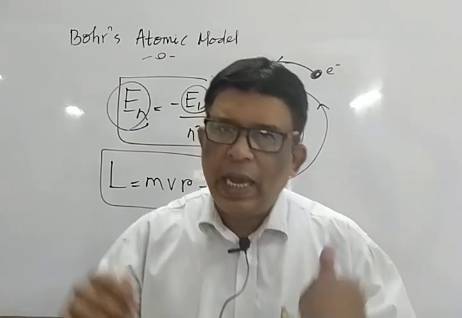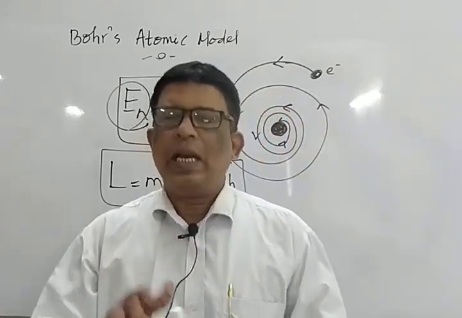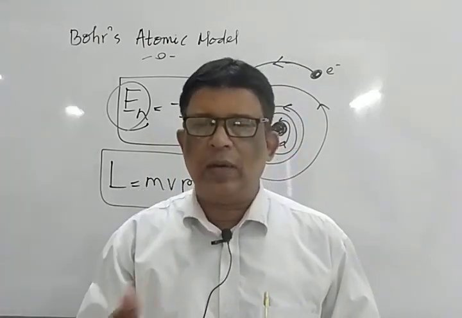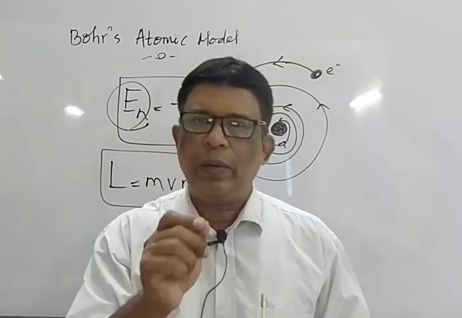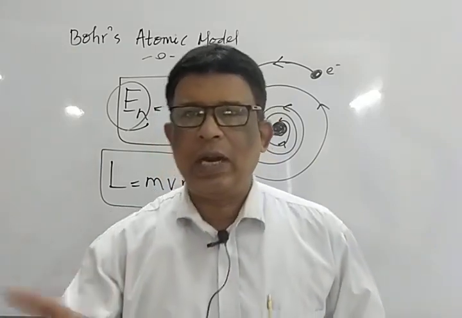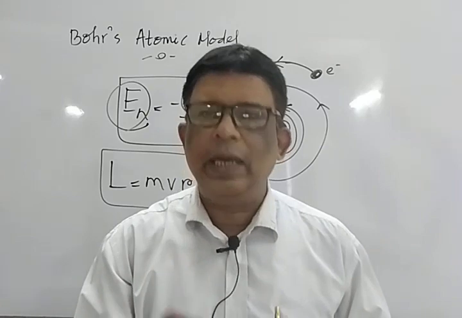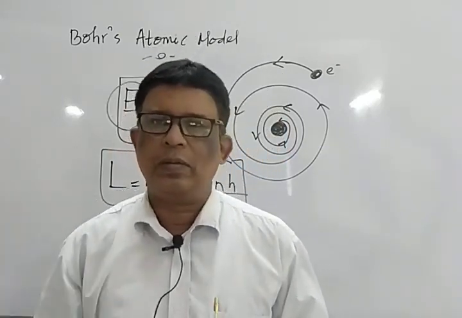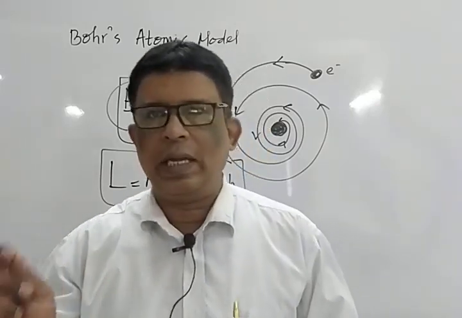Next point, by gaining energy from any other source, an electron jumps from one energy level to another, from a lower energy level to a higher energy level, that is from E1 to E2. So the difference in energy, E2 minus E1 or ΔE, is directly proportional to the frequency of radiation. That is, ΔE ∝ ν, or ΔE = hν.